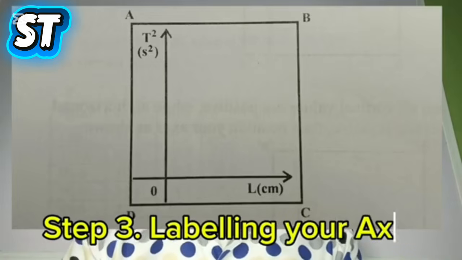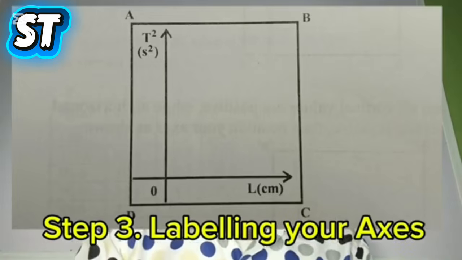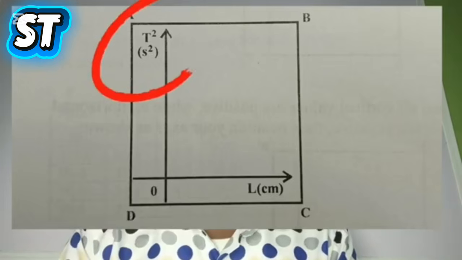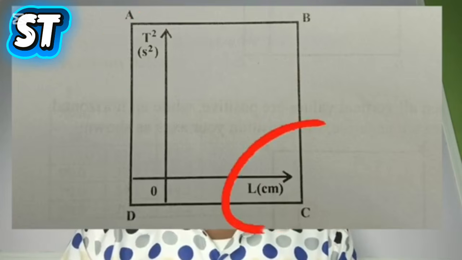The third step is labeling your axis. When you are to label your axis, the vertical axis should be labeled accordingly and the horizontal axis should also be labeled accordingly.